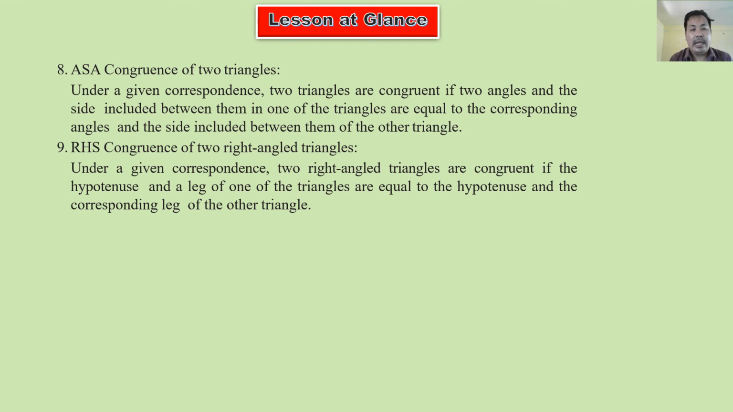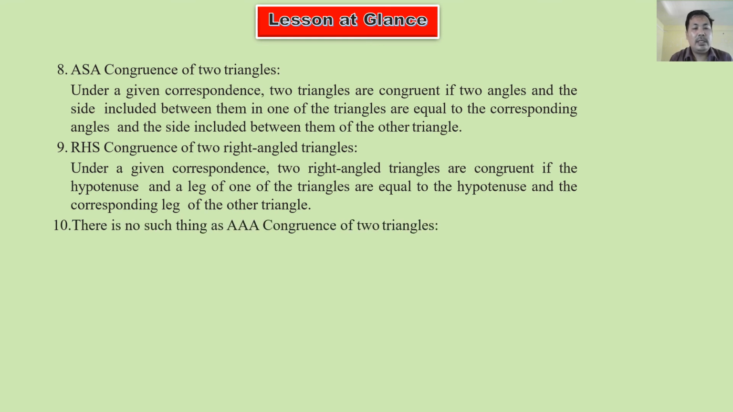By the criterion RHS. Means in two right angle triangles, both will have the right angles, they will be the same. Okay, if the hypotenuses are also the same, and if one of the sides is the same among the two right angle triangles, then these two right angle triangles are congruent. Okay, next point we have then.